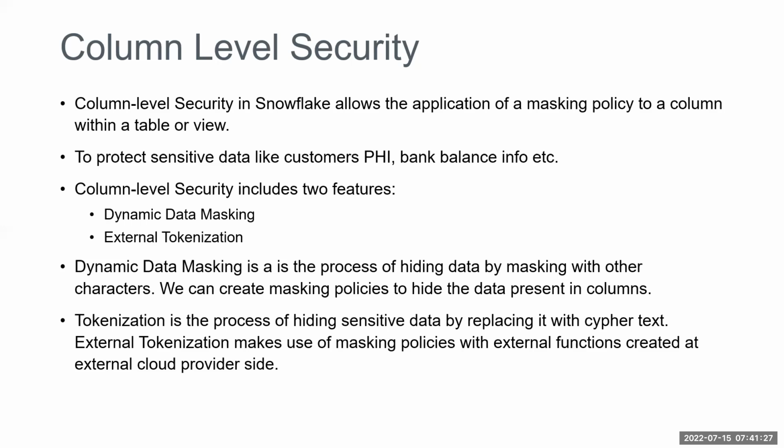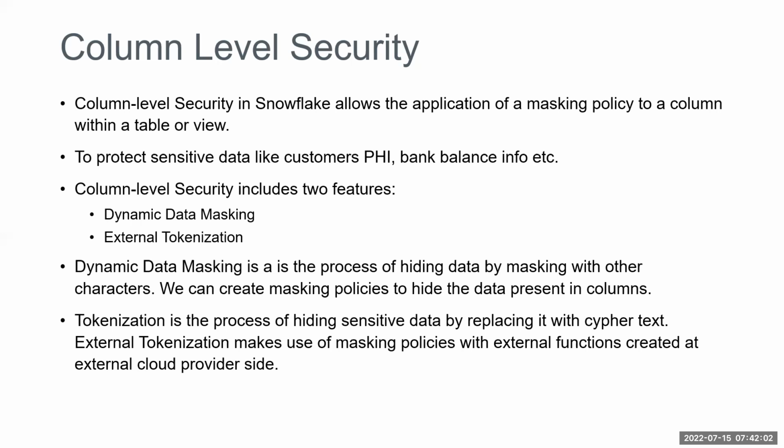So column level security allows us to create masking policies and apply them. You know what is meant by masking, right? It's applying something to hide the original thing. So here we create masking policies and we apply them on the columns of a table or view. We can apply them on any column from a table or from a view. That's how we provide column level security, by hiding the data.